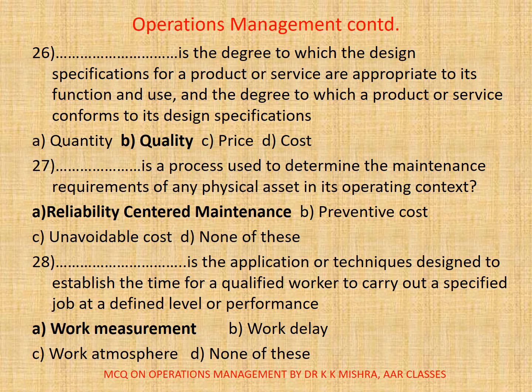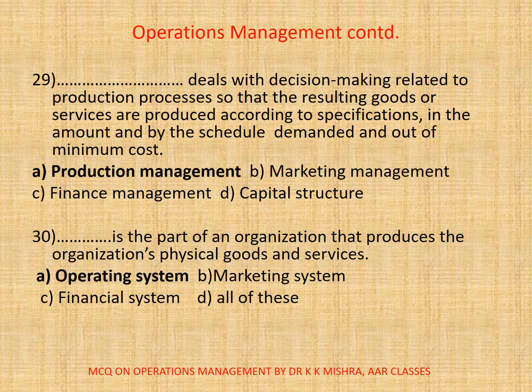Work measurement. 29. Dash deals with decision making related to production processes so that the resulting goods or services are produced according to specifications and the amount and by the schedule demanded and at minimum cost. A. Production management, B. Marketing management, C. Finance management, D. Capital structure. Here correct option is A.